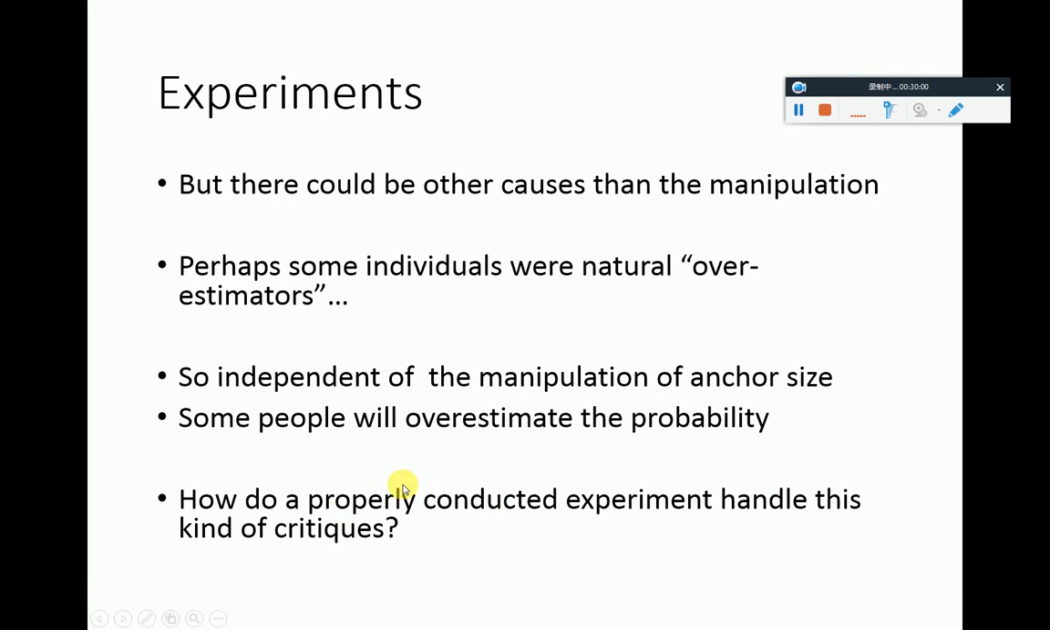Imagine that this critique is from a colleague or a reviewer if you submit your paper for publication, right? That is, hey, other than your manipulation, there could be some other causes that result in the effects that you just observed. So you cannot confidently say that it is because of your manipulation that results in the effect. There could be alternative explanations, right? How do we handle this?